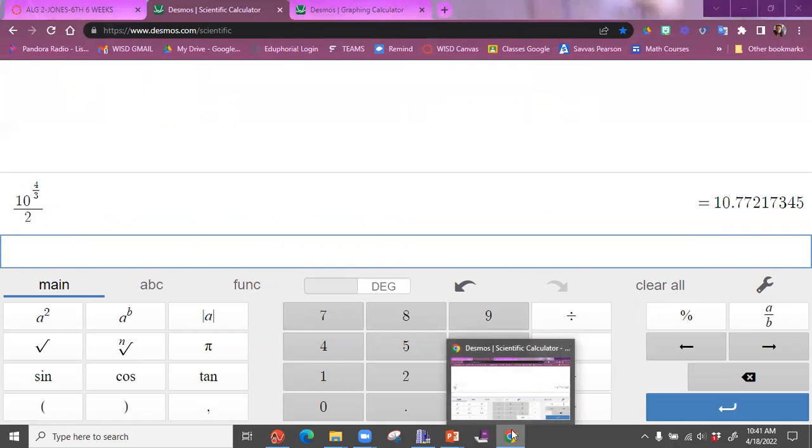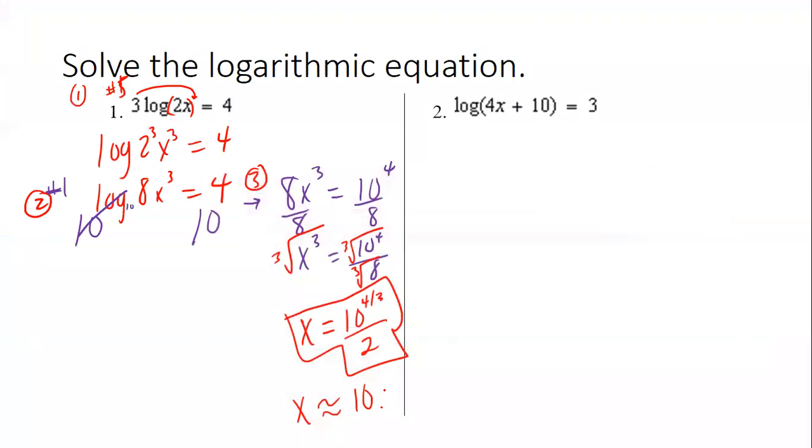So we get 10.772. And then step 4 is to check yourself. If I plug this back into the original, do I get 4? And the answer is yes.